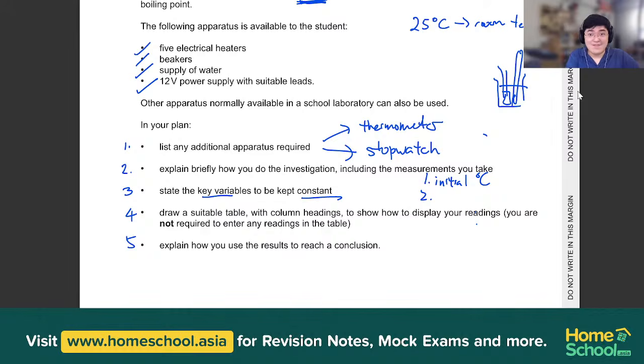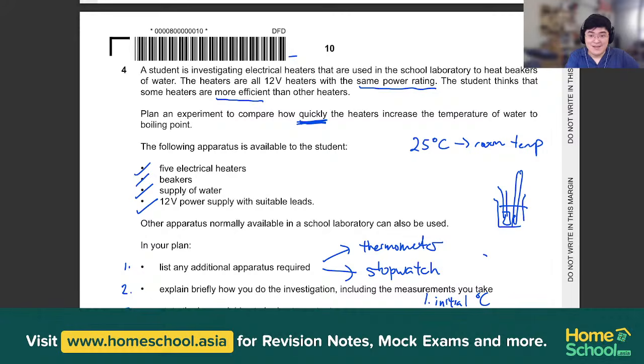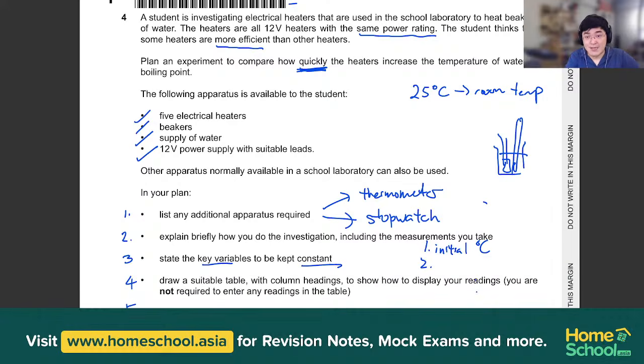Essentially, what we do know is that if the heater heats the water quicker to 100 degrees Celsius, that heater is more efficient because less energy is lost to the surroundings and more heat is used to boil the water. So the heater that boils the water the fastest is the most efficient.